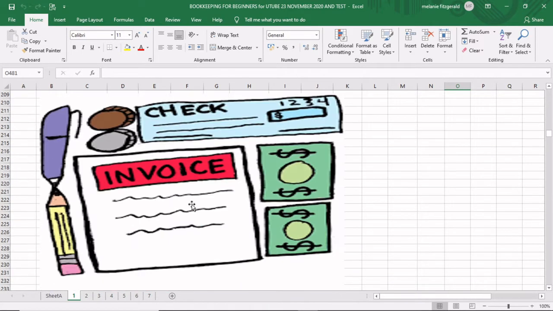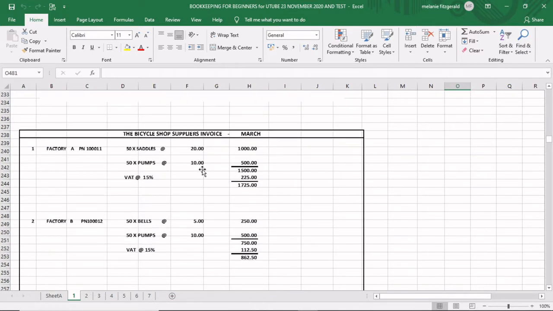All right, so now this is an invoice. We went and bought some stock from factory A and factory B, and they invoiced us for the goods we bought from them. So from factory A, we bought 50 saddles at $20 each.